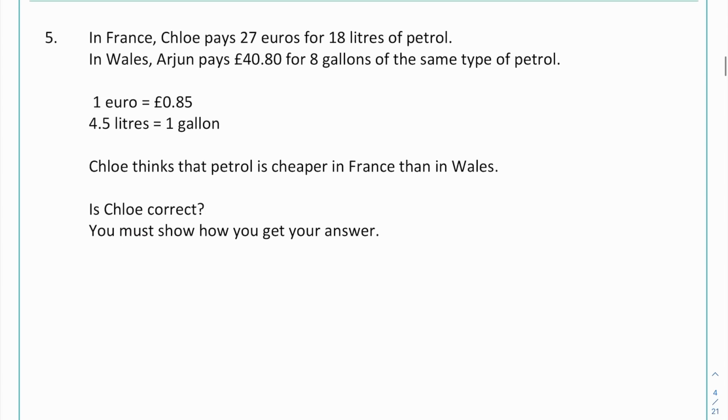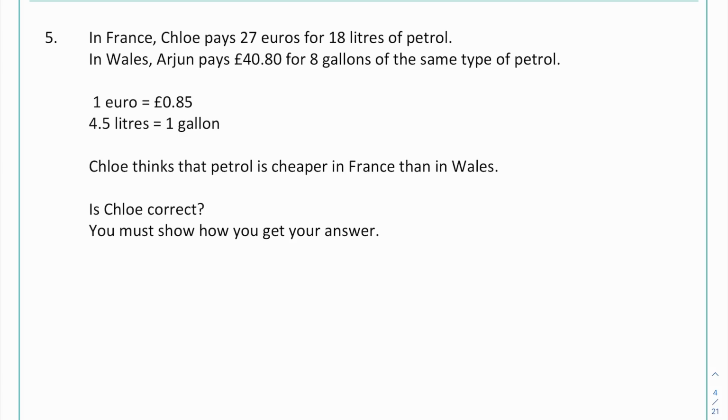Okay, so question 5. We've got some exchange rates here, and it's also asking us which is better value. Now these questions where they're blended together always look quite difficult, but as long as we get everything in the same units, it makes it a lot simpler. So decide on which units we're going to go for. It makes sense that we go for pounds and we go for litres.